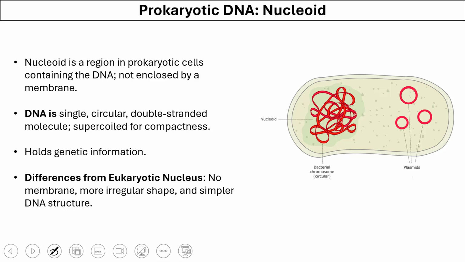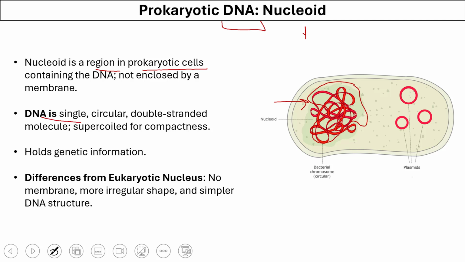Let's look at the prokaryotic DNA. It is present in two forms. One is the nucleoid. A nucleoid is a region in the prokaryotic cell which contains most of the genetic information, the DNA that is responsible for providing genetic information to the next generation. It is not enclosed by any membrane such as the nuclear envelope of the eukaryotic cells.